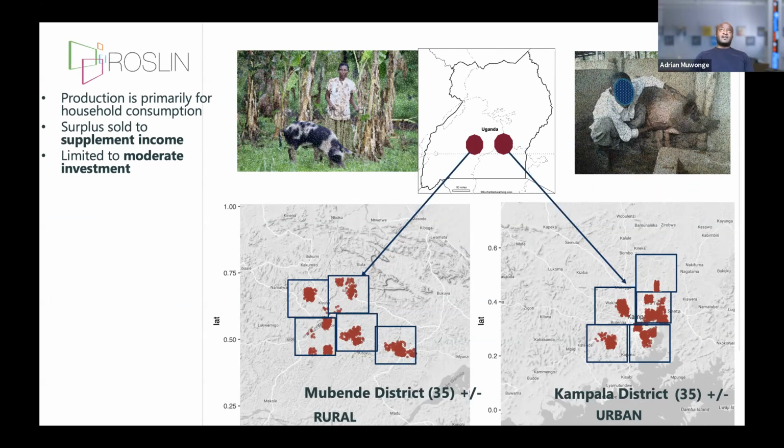So we followed 35 farmers in the urban, 35 farmers in the rural, and their pigs. And when I say pigs here, I mean sows, because the sows are the ones that spend a longer time on the farm because they're used for breeding purposes.